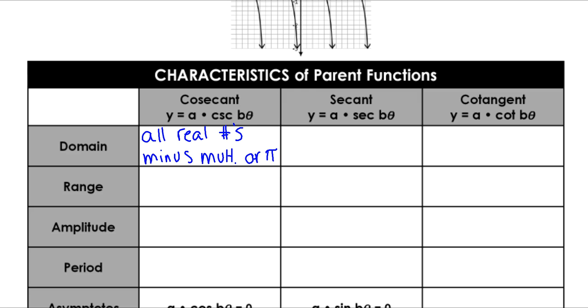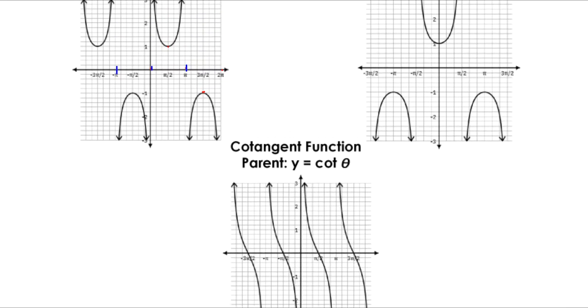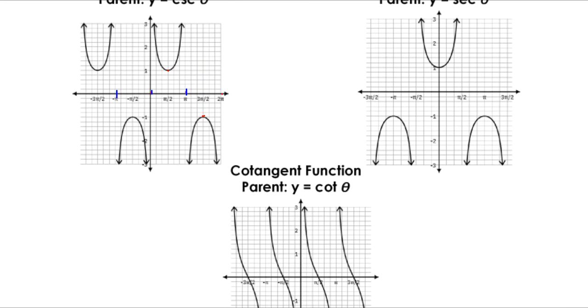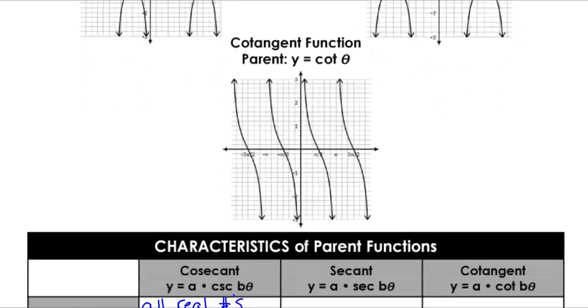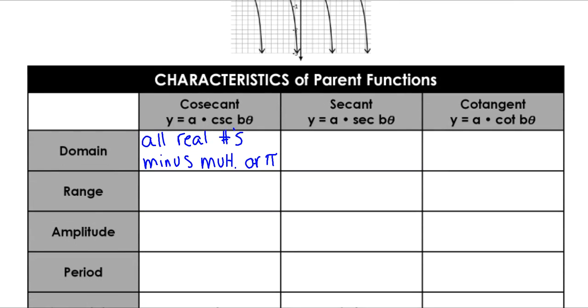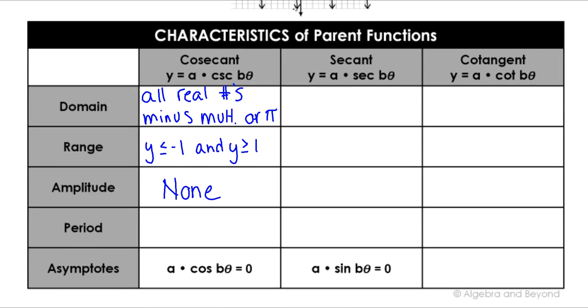Because of those asymptotes. And then the range is kind of funky on this one too. The range is everything except between -1 and +1. There's nothing happening between -1 and +1. So this would be all the y values less than or equal to -1 and all the y values above +1. It's a weird range because it's missing that middle section. Again, because it goes up and down in the positive and negative direction, it has no amplitude. It doesn't have those maxes and mins like the other ones did.